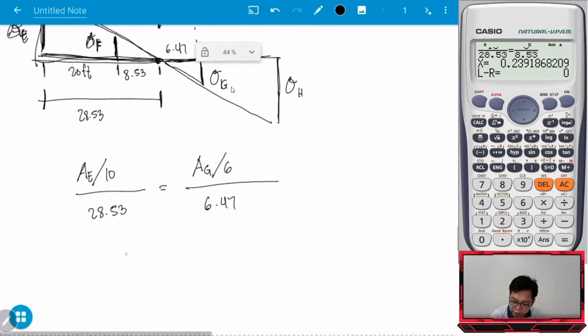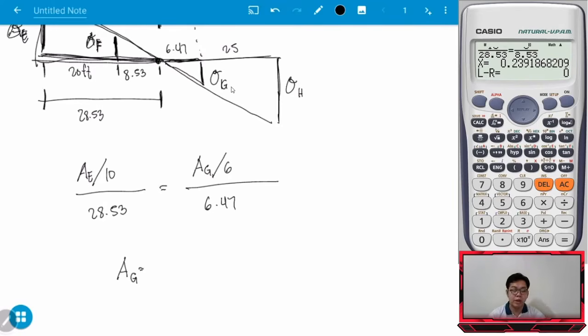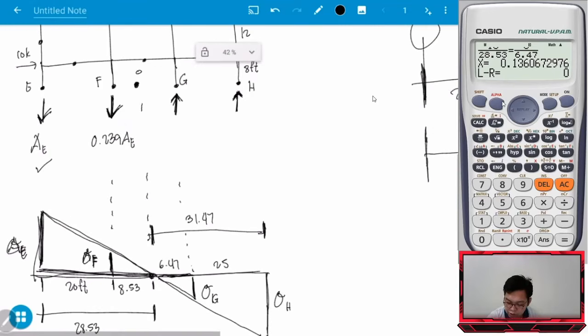Now with this, you can actually solve AG sa calculator ninyo. Just assume AE as 1. Same pa din 1 over 10. So this is instead of x over 8, magiging x over 6 na lang to. And then divide that by 6.47. So shift solve ko, makukuha ko na ang AG. AG is simply equal to 0.136 AE. So ilalagay ko to dito sa itaas, 0.136 AE.